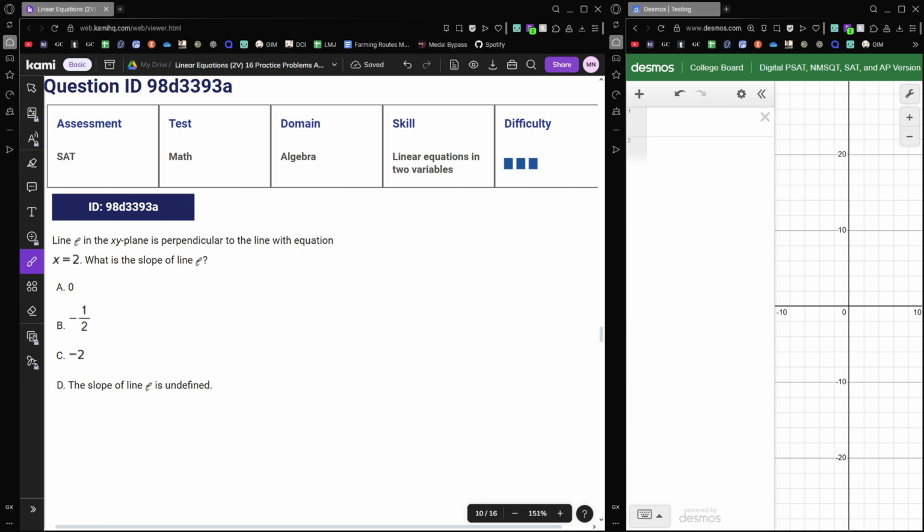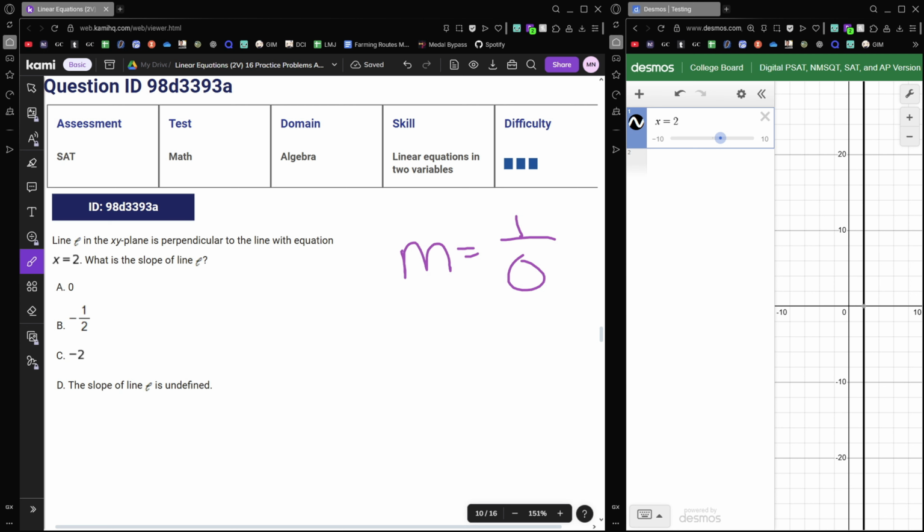Question number 10. Line L in the xy-plane is perpendicular to the line with the equation x equals 2. What is the slope of line L? First up, let me graph the line x equals 2. And you should remember that a vertical line will have an undefined slope, because its slope would be equal to 1 over 0, and anything divided by 0 is undefined.